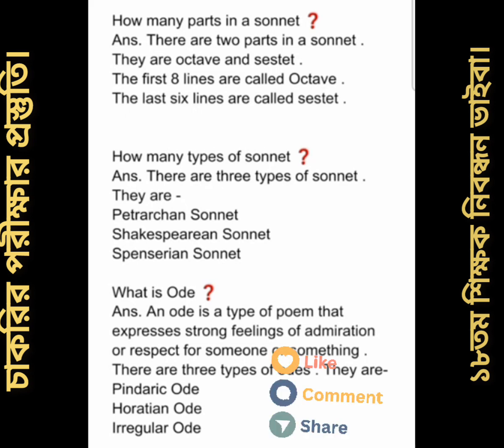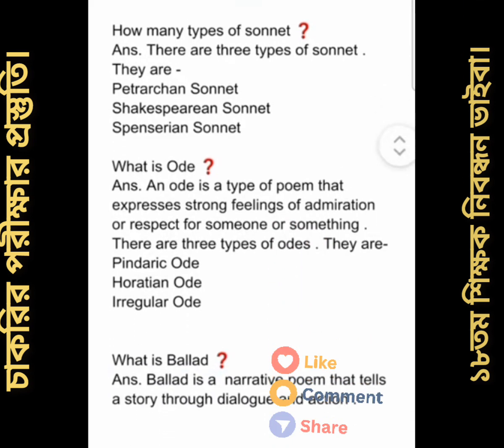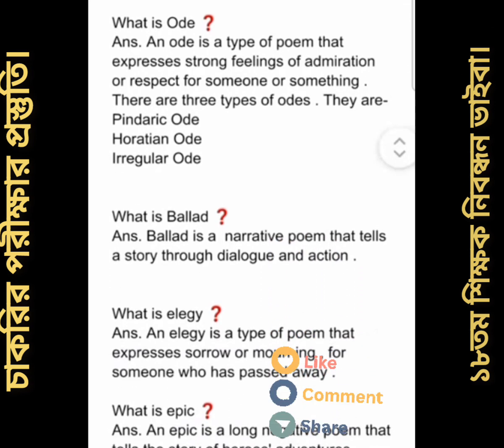First 8 lines are called octave and last 6 lines is called sestet. How many types of sonnet? There are 3 types of sonnet: Petrarchan sonnet, Shakespearean sonnet, Spenserian sonnet.